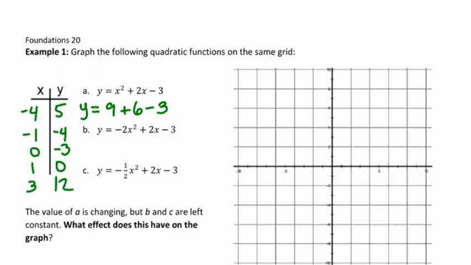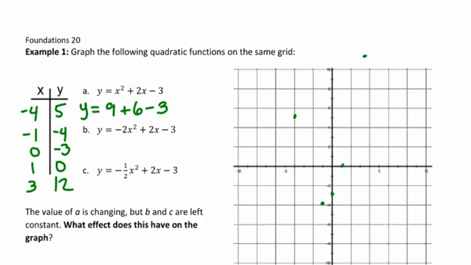So those are the points we want to plot on this graph. -4 and 5. -1 and -4. 0 and -3. 1 and 0. And 3 and 12, which will be up here.